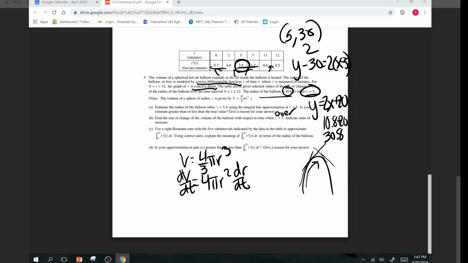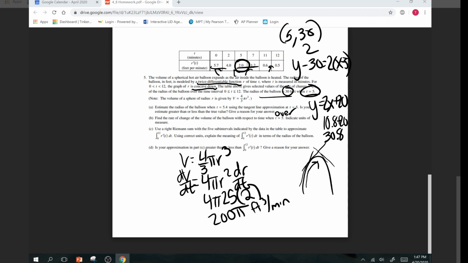Then you just plug in all the stuff you know, and you know a ton of stuff. You know r is 5, so you get 4 pi 25, and you know dr/dt is 2. And booyah, easy related rates, 200 pi feet cubed per minute is our rate of change of the volume. So it's a related rates question, but it's a pretty baby related rates question because there's no product rule. The things that are plugged in are pretty easy and given to you. All right.